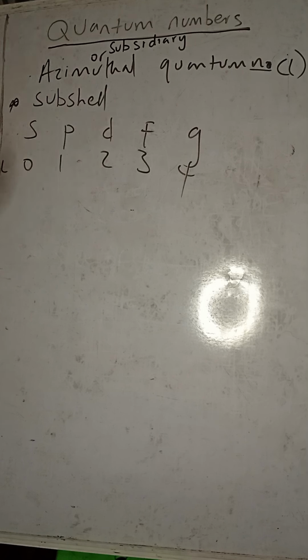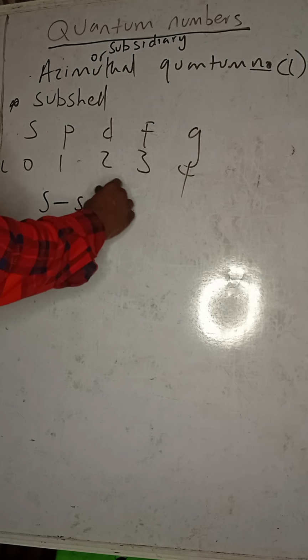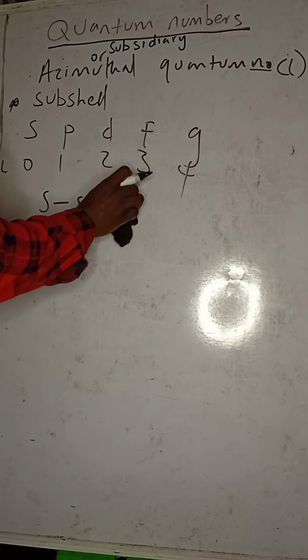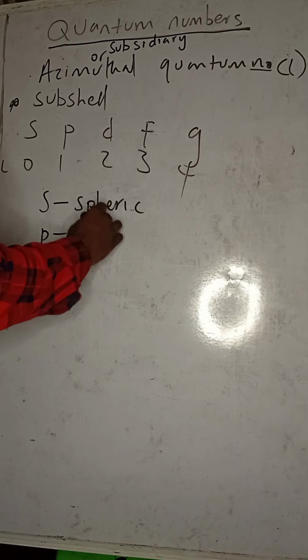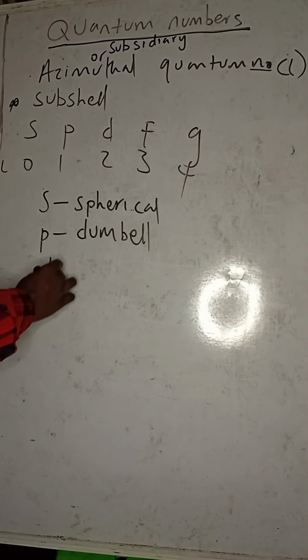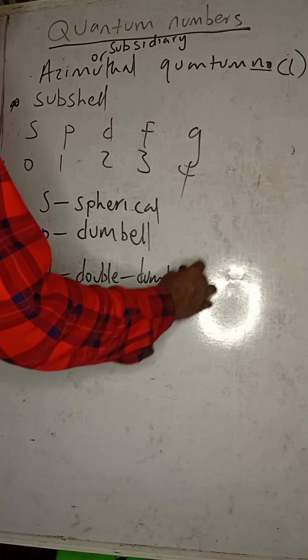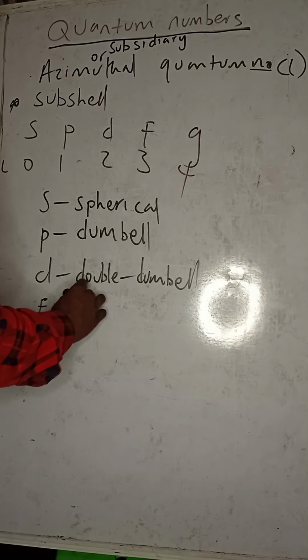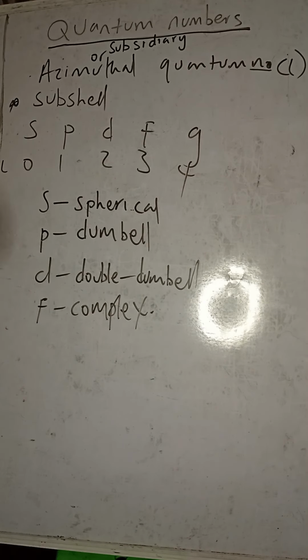Now, from the azimuthal quantum number, I can get the shape of the orbitals. The subshell s is spherical in shape. p has a dumbbell shape. d is double dumbbell in shape. f is complex. So these are the shapes of the various orbitals.